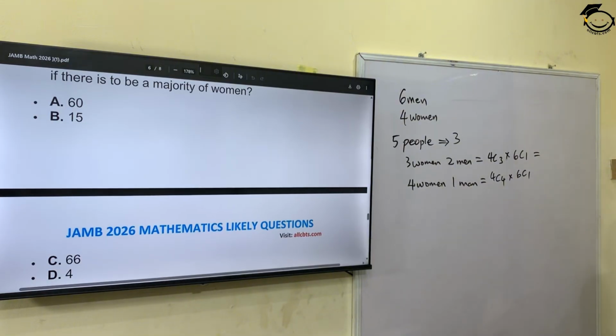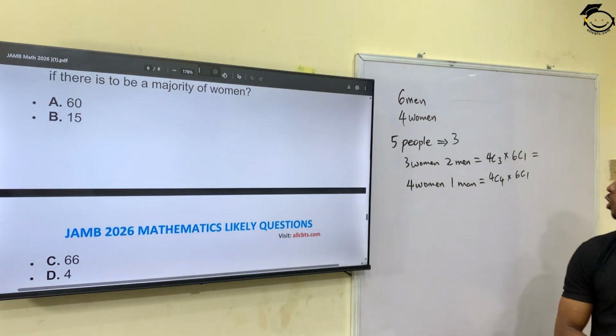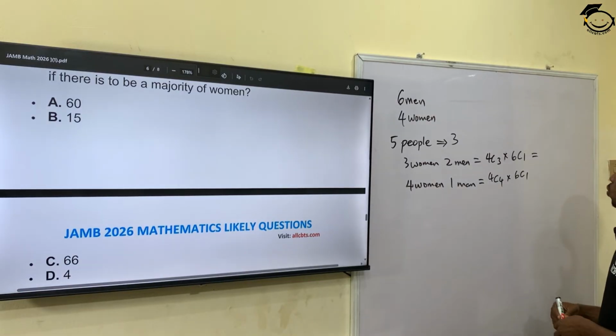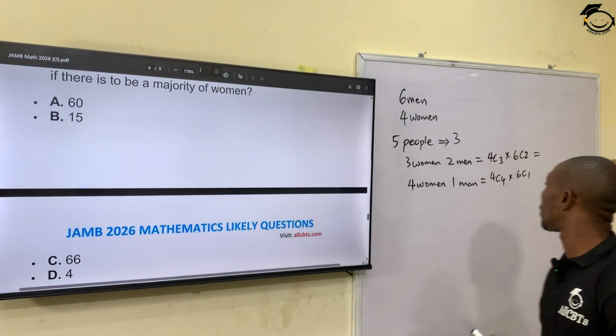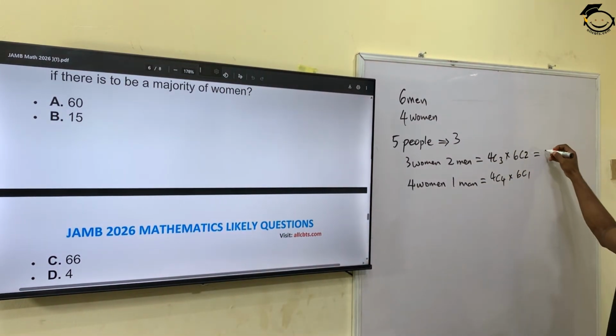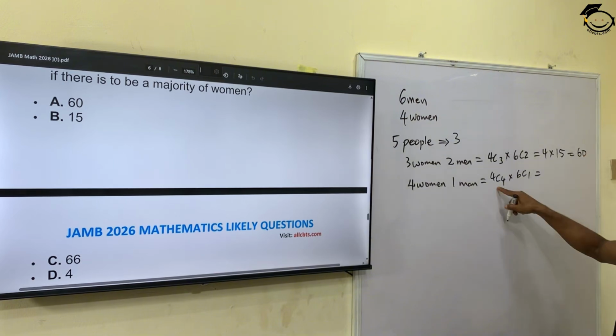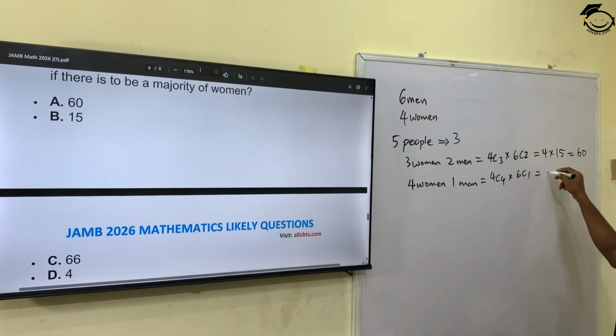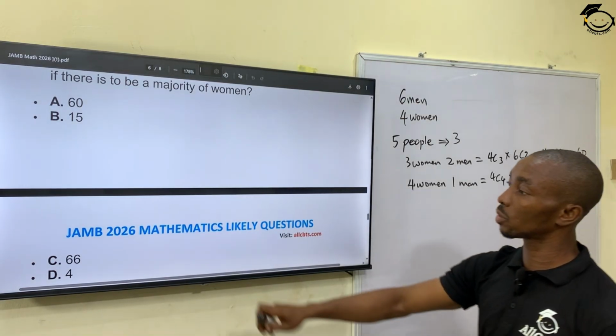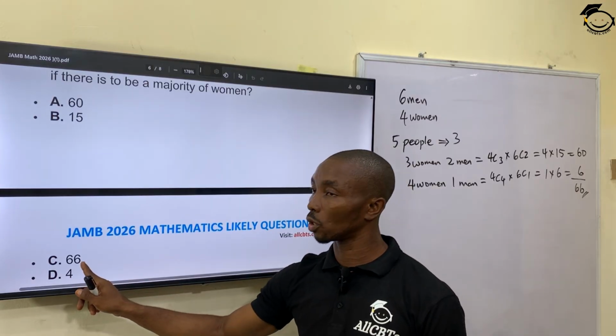So now 4 combination 3 will give us 4, times 6 combination 1 will give us 6, that will give us 24... Let me follow the speaker: 4 combination 3 will give us 4, times 6 combination 2 will give us 15. That will give us 60. And 4 combination 4 will be 1, times 6 combination 1 will be 6, which is 6. So 60 plus this will give us 66. So we would have 66 ways. So that would be option C.